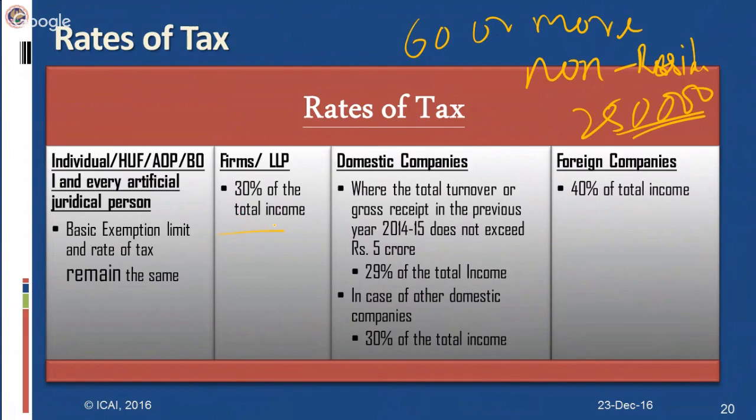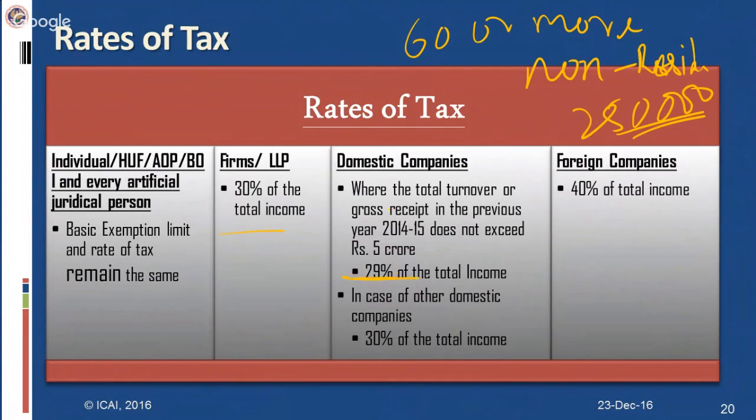In case of domestic companies, there is a change. Last year in the Union Budget 2015, it was proposed that the rate on domestic companies will be reduced in a phased manner from 30% to 25%. To give effect to that proposal, this year, in case of a company whose total turnover or gross receipt in the previous year 14-15 does not exceed 5 crores, they have to pay the tax at the rate of 29%, right?